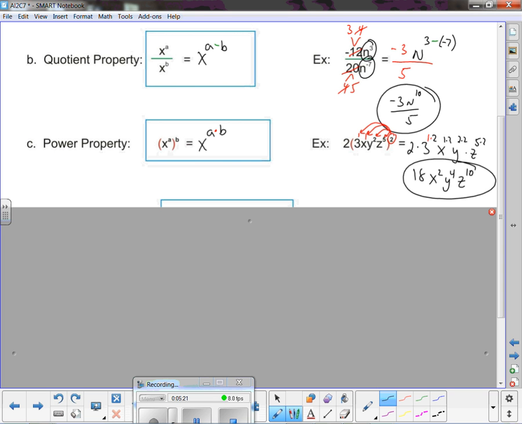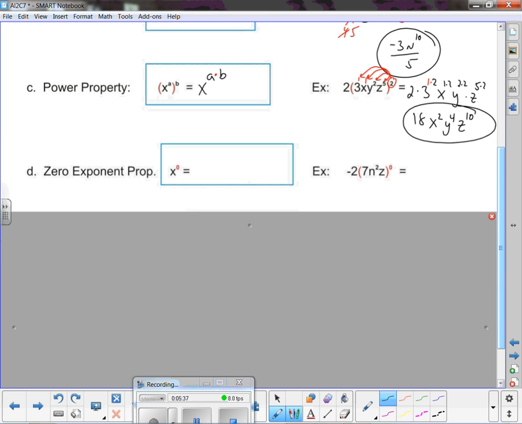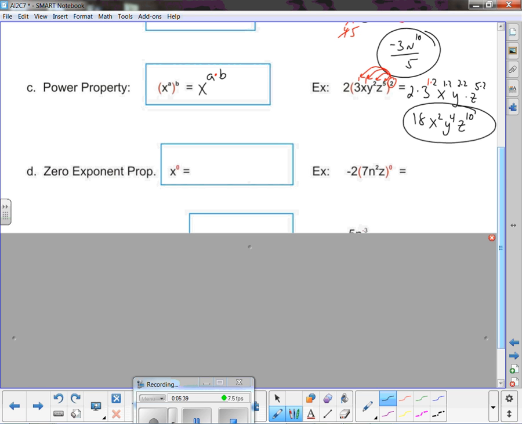18 x to the x squared y to the 4th z to the 10th. Just take it one step at a time. Again, I'm trying to give you some pretty complicated examples because we've been doing these rules ever since pre-algebra, right? A lot of these. By this point, we need to get them down and have them settled. They come up all the time in math.